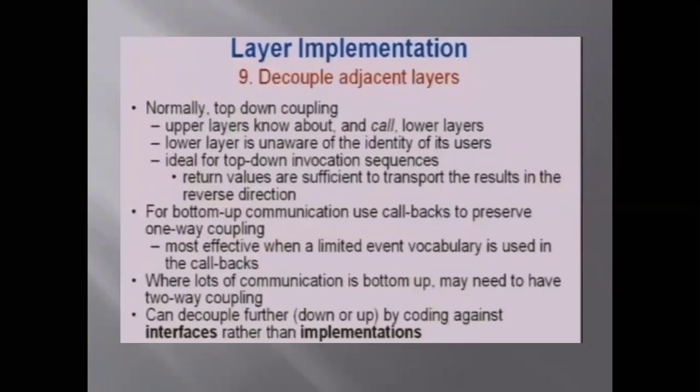The ninth step is to decouple adjacent layers. Usually, there will be a coupling, top-down coupling and bottom-up coupling. In the top-down coupling, the upper layers actually know about the things going on in the lower layers, but the lower layers are unaware of the identity of the user. Imagine whenever a client is communicating with the top layer N, the top layer is aware of which client is there, the identity of the client, but the lower layer, that is layer 1, is unaware of the client. Such coupling we usually call top-down coupling.